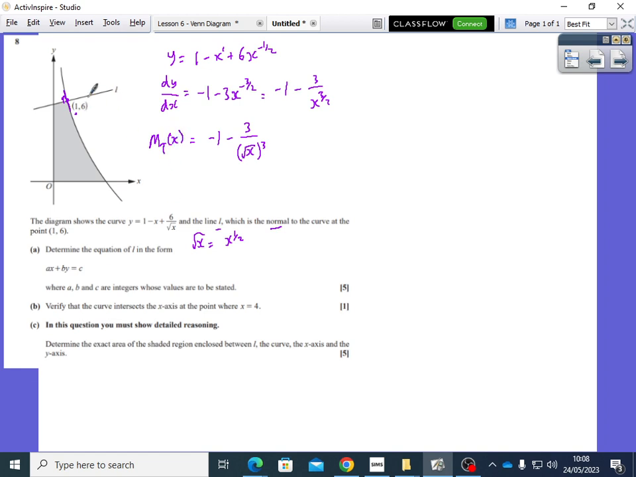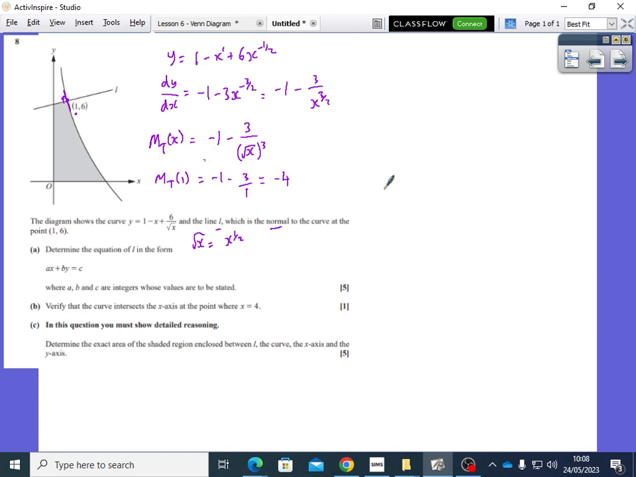So if I say x is 1 here, gradient of the tangent when x is 1, you sub it into this, that's minus 1 minus 3 over 1 square rooted is 1, cubed is going to be 1 still, and that's going to give me minus 3 over 1, which is just minus 3, so minus 1 minus 3 is minus 4.